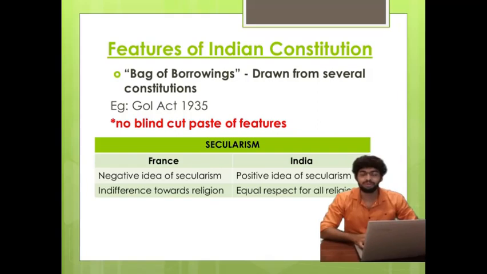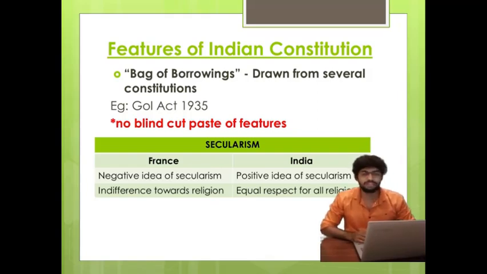Also, it is important to note that the Indian Constitution does not do a blind cut-paste of these features. It has taken several progressive features from the rest of the constitutions of the world, and these features are interpreted and applied in the Indian context. Let me explain this with a small example. Take the example of secularism. We can say that the Indian model of secularism is inspired from the French model of secularism. However, there is a significant difference between the French model and the Indian notion of secularism.